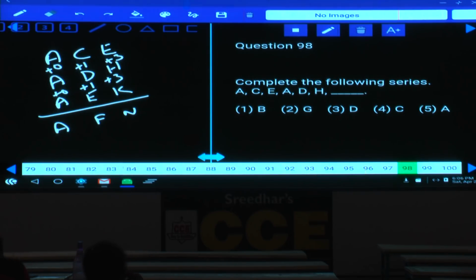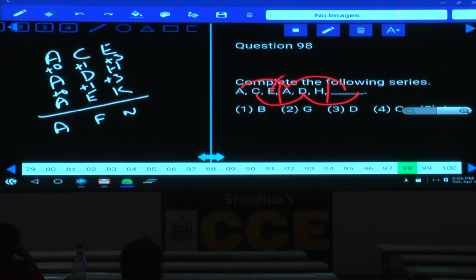Now in this one, this is how the sequence goes. A and A will be repeated. Next C, D and E repeated. And E, H and K will be repeated like this.